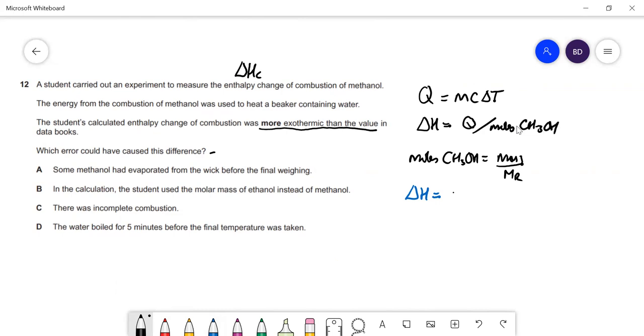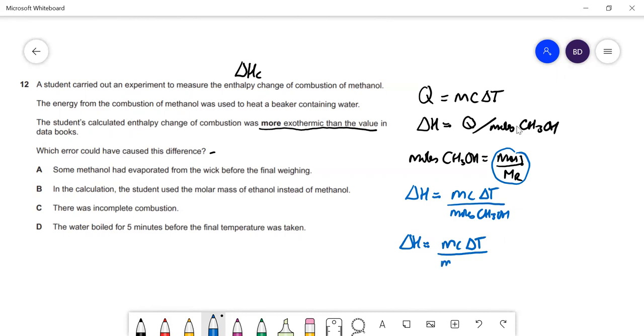So delta H is equal to mc delta T divided by the moles of methanol. Then I'm going to substitute that in. So we get delta H is equal to mc delta T divided by mass over the Mr of methanol. And of course, that means that the Mr, simplify that, is going to go on to the top line. So this should help us answer the question.